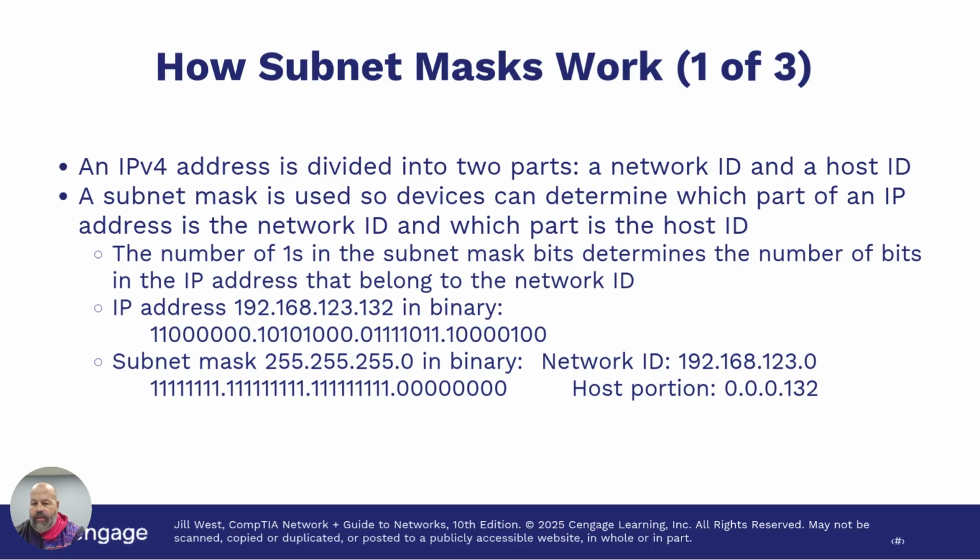The subnet mask 255.255.255.0 in binary is a bunch of ones followed by zeros. Where you see ones in the mask, that's your network ID, which was 192.168.123.0. The zeros indicate the host portion, which would be 0.0.0.132. It's like using a highlighter to mark which part of the address matters for routing.